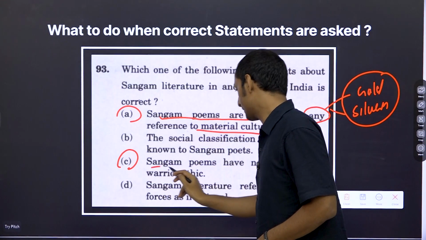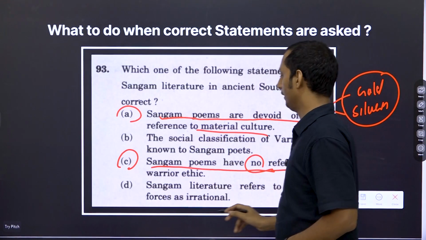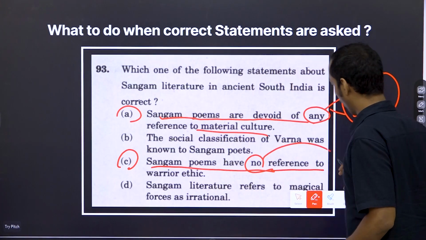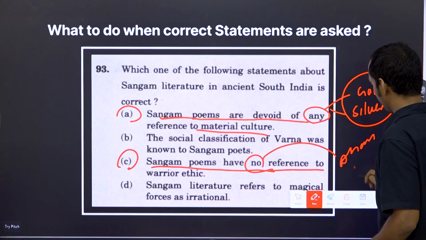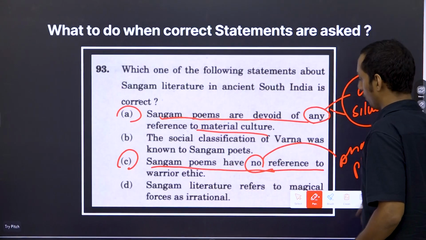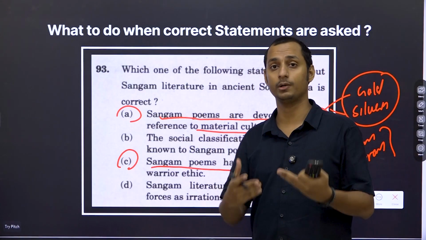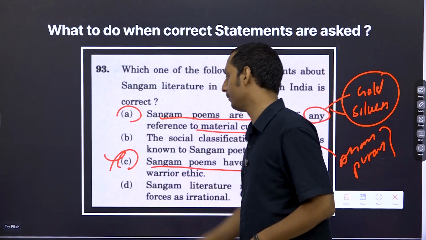Option C: Sangam poems have no reference to warrior ethic. Now, here also an extreme word is used. Warrior ethic can be found in the Akam and also the Puram poems. So, warrior ethic is also mentioned. Anyway, "no" is a very extreme word here. So, you can eliminate this.